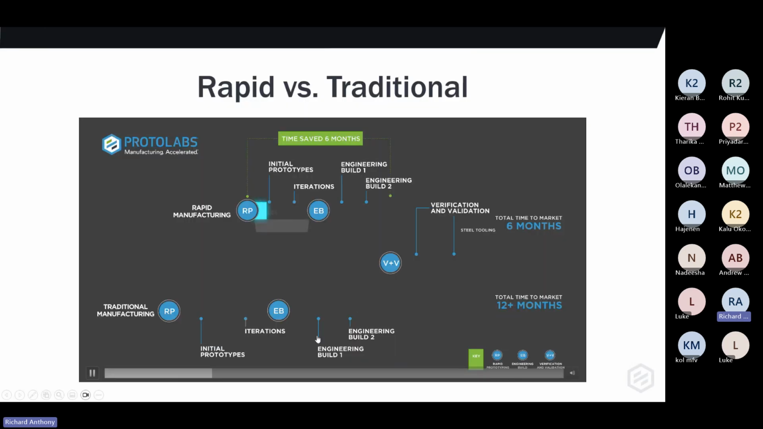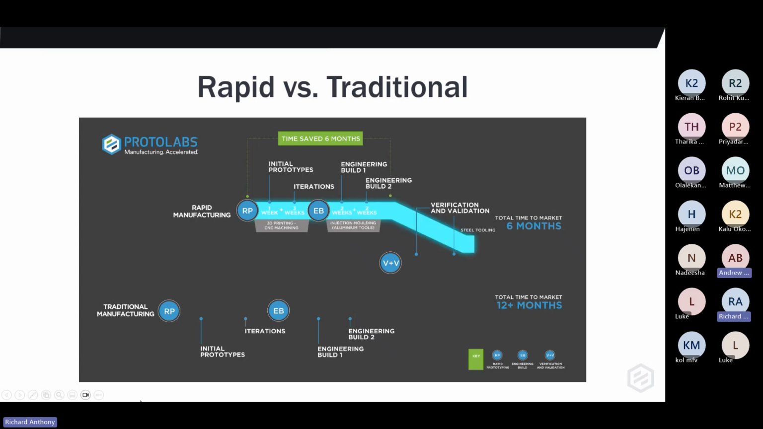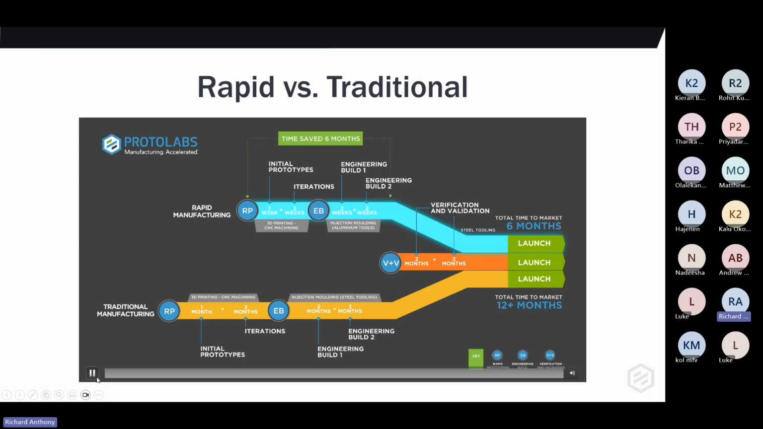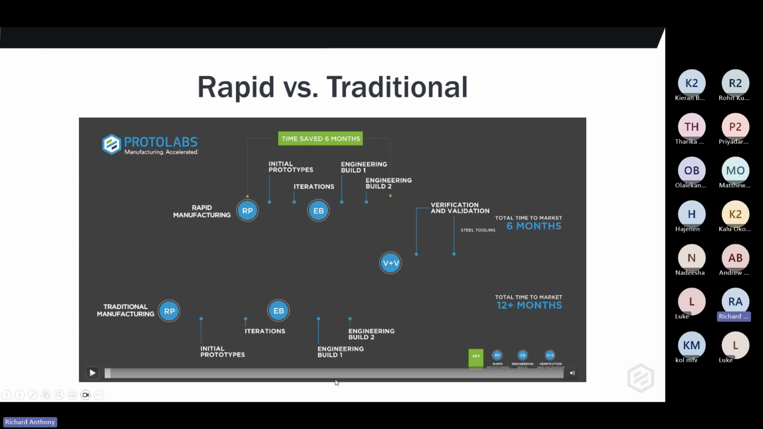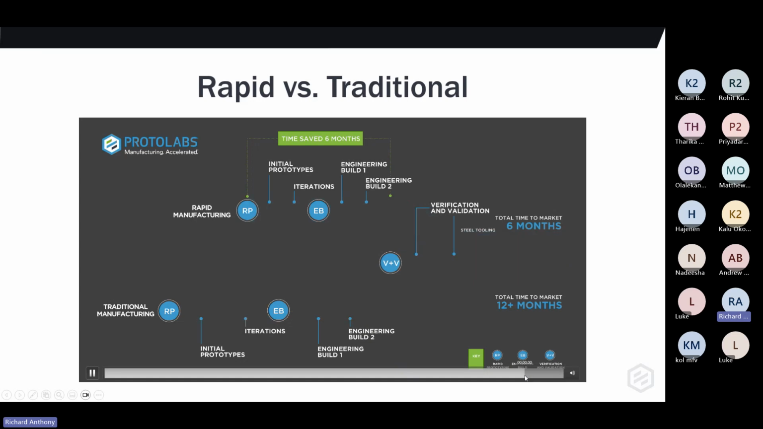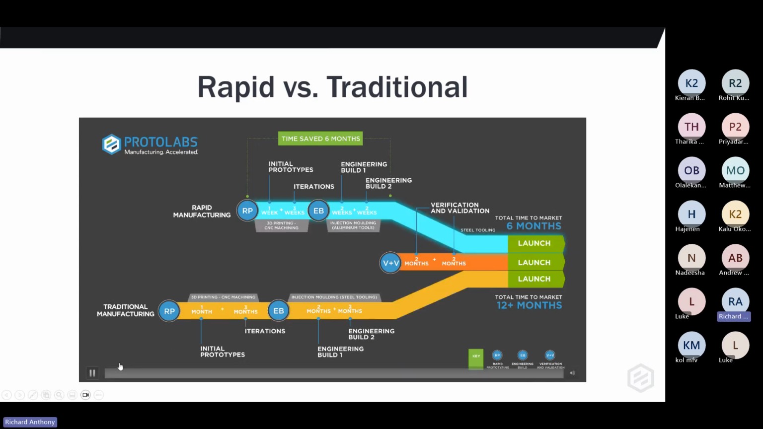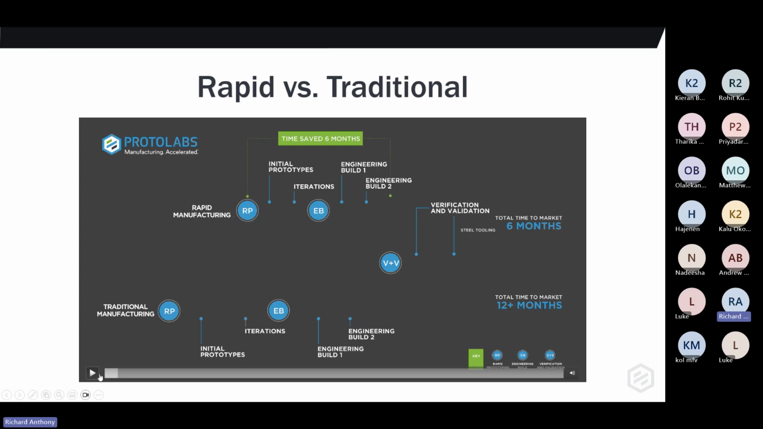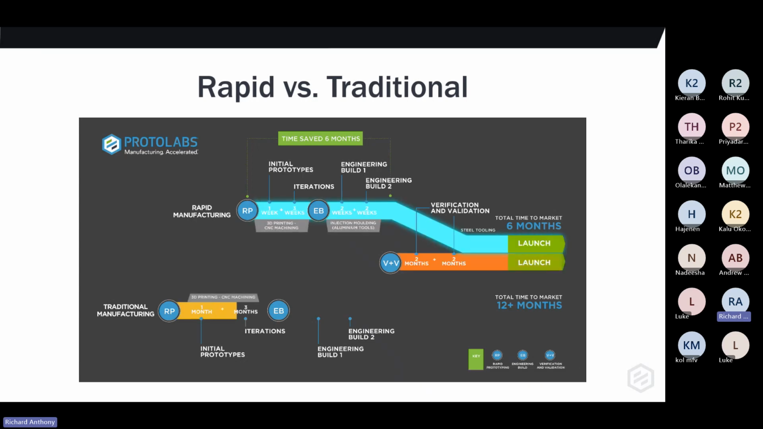So I've got a little bit of an animation here, and this is a comparison between a rapid manufacturing process and a more traditional manufacturing process. So I'm just going to pause it when it completes. It's going to loop round. So we've got the top line, which is the rapid manufacturing process, and then the bottom line.